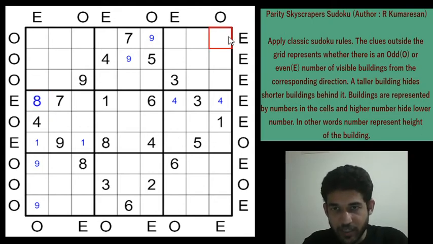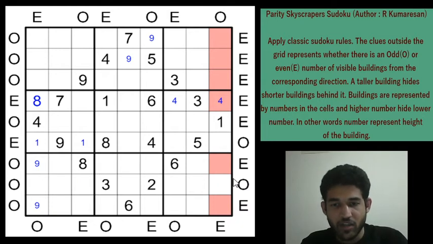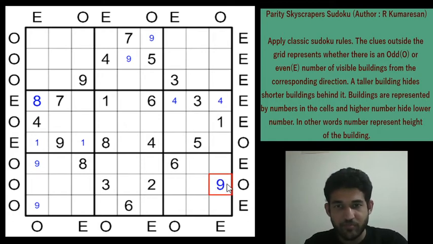And similarly, if you see the right side clues, all the clues are even except 2 odd clues. So 9 cannot be in these cells because the outside clue is even. Sorry, 9 has only 2 possibilities now. Because if you have 9 in any of these even cells, then you will see only an odd number of buildings, which is 1. So 9 is either going to be in row 6 column 9 or row 8 column 9. Only those are odd clues. But row 6 column 9 is eliminated, so 9 has to go here. Beautiful. So we have a good start to the Sudoku.